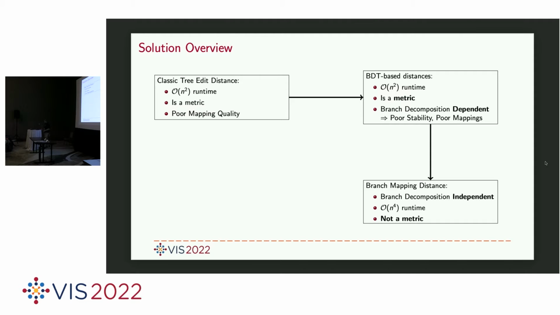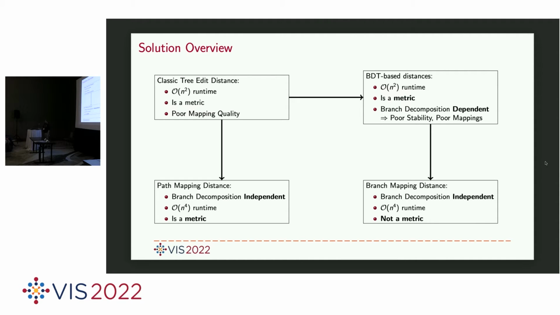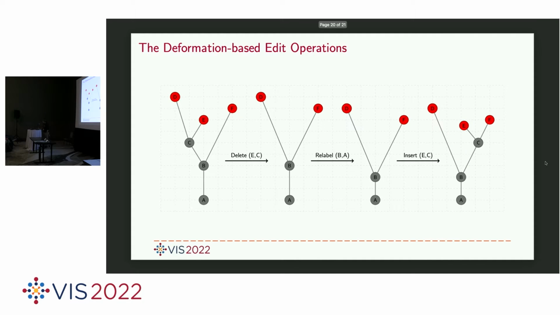But this came at the cost of an increased complexity of n to the 4 and especially losing the metric property. But on the same data set, we do not find these false clusters. And in this paper, we introduced a path mapping distance, which completely skips this route via branch decompositions and implements these continuous operations directly. It's also branch decomposition independent. It has the same increased complexity as the branch mapping distance, but it is a metric. And here we can see we get the same correct results as with the branch mapping distance.